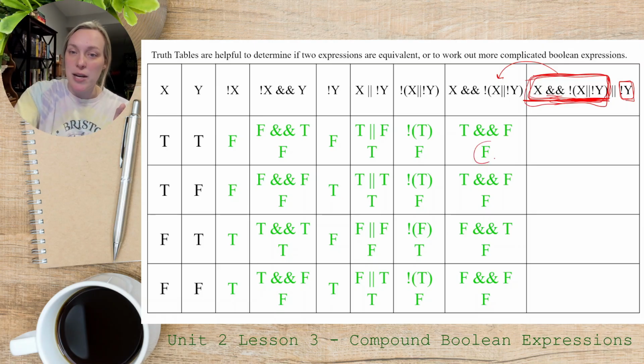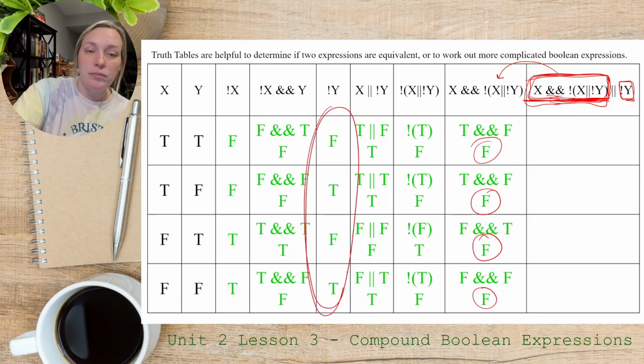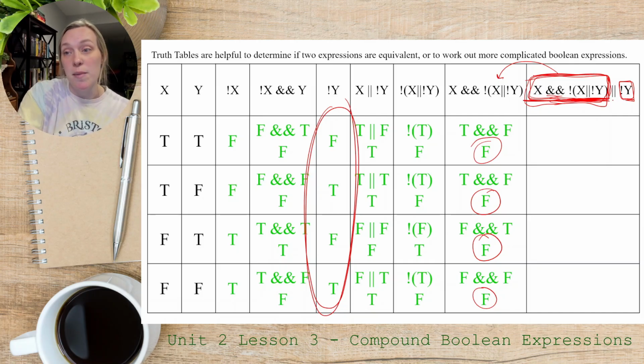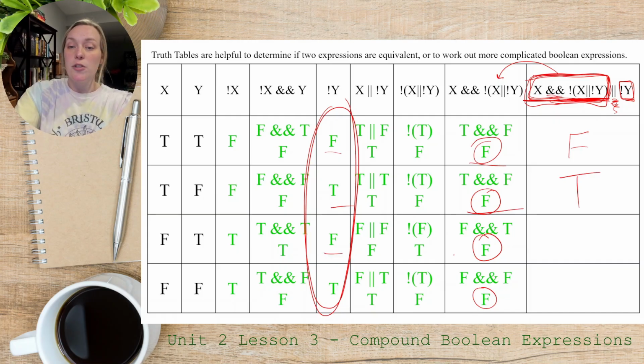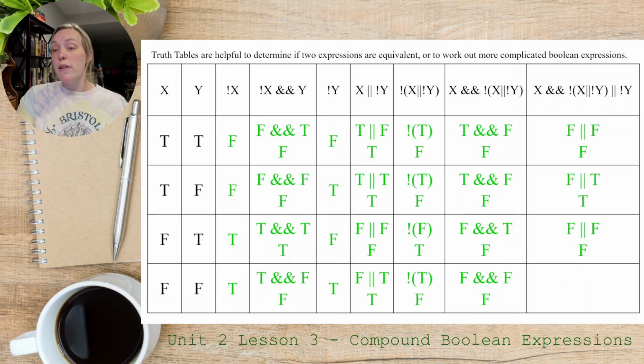That's just this column right here, which was all false. The not Y was this column right here. So I'm going to compare these two columns with the or. Okay. So false or false will be false. True or false is true. False or false is false. True or false is true. Okay. So if I go through all of those, that's going to be my result.